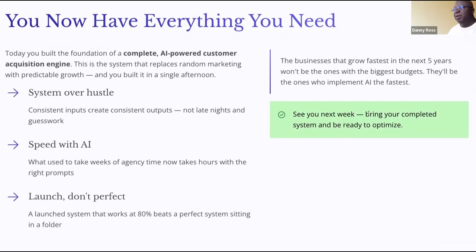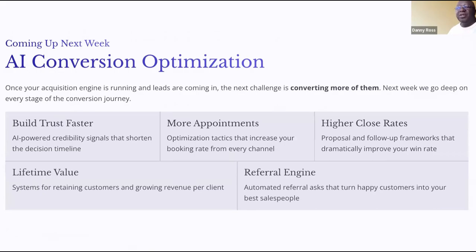All right. I'm going to pick up from right where we left off, and we're going to continue to build on where we were. So coming up next week, we're going to work on AI conversion optimization. So everything that we've just set up, how do we do it faster? How do we get more appointments? How do we improve your conversion rate? If you have the foundation set up, how do we improve your conversion rate? And then how do you build what's called lifetime value, meaning your customers stay with you, keep coming back, keep coming back. That's the idea.